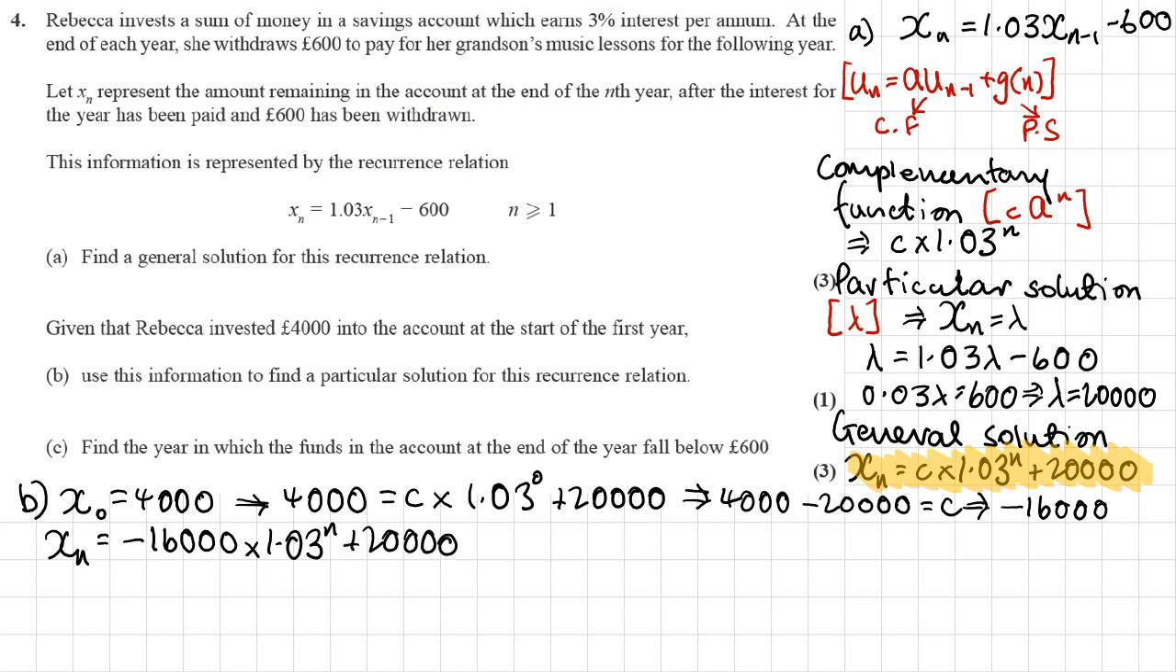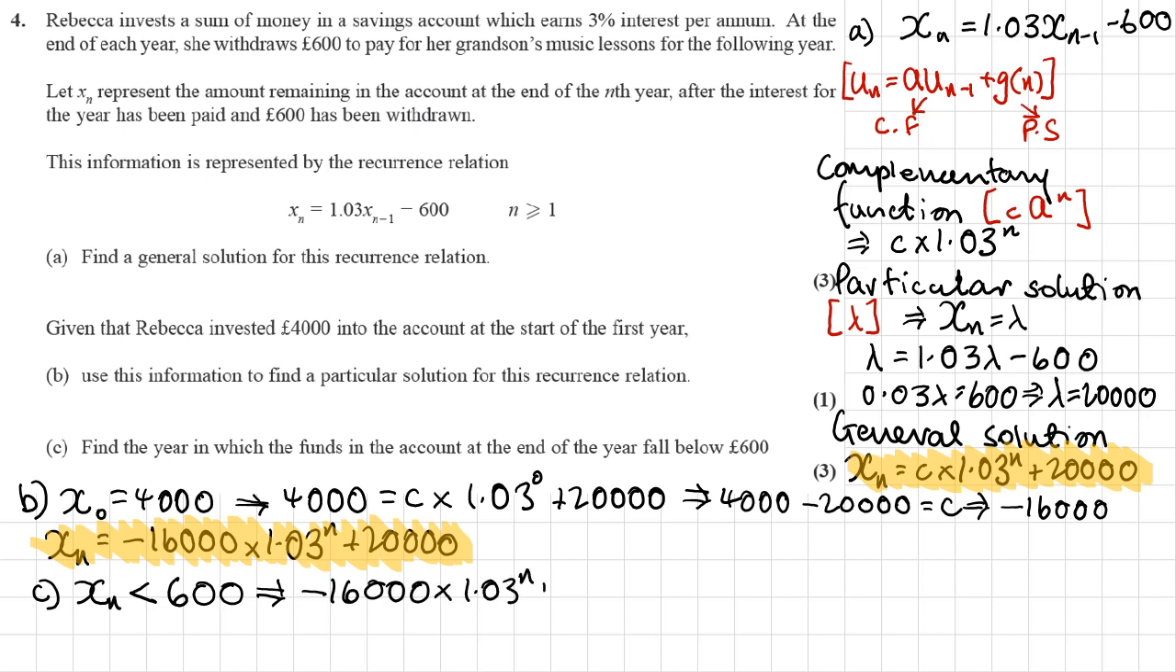Okay, let's move on to part C. Find the year in which the funds in the account at the end of the year fall below £600. Part C is basically trying to solve this when Xn is less than 600. Well, we know what Xn is, so that's negative 16,000 times 1.03 to the power n plus 20,000. When is that going to be less than 600?